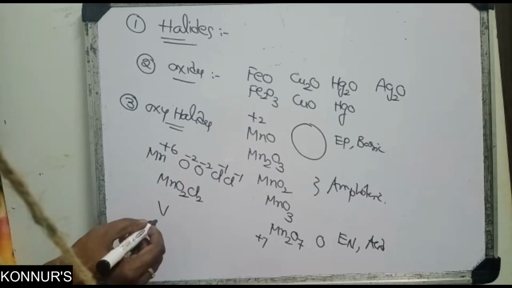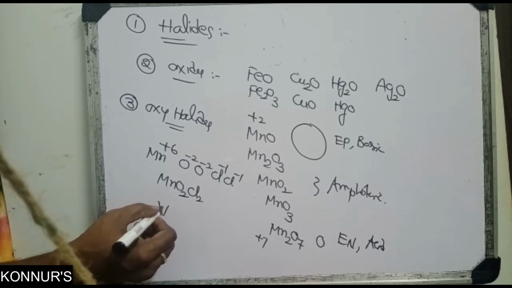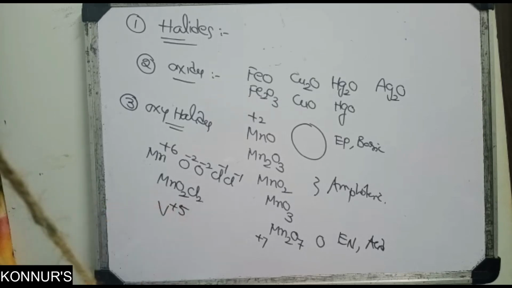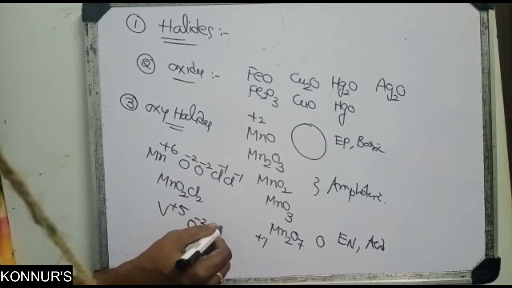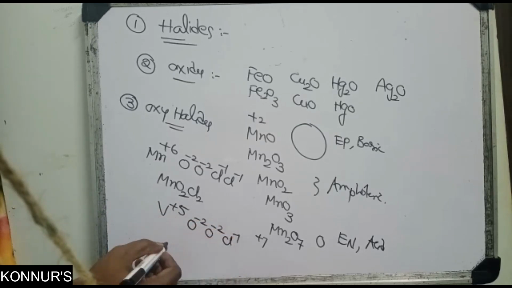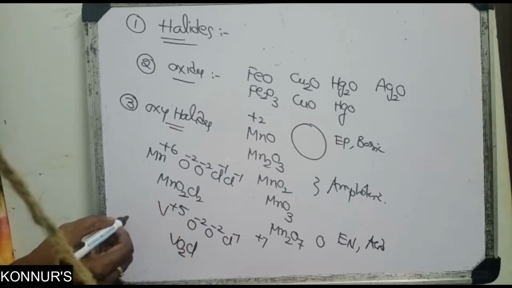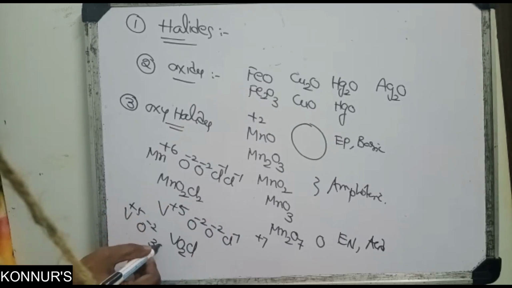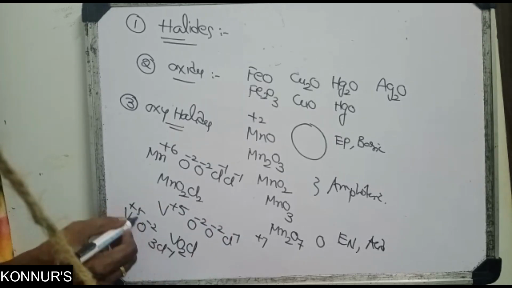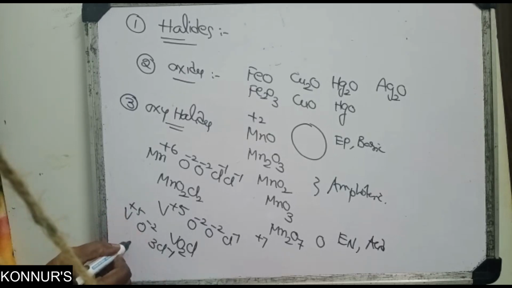Next, vanadium. A maximum it is plus 5. Suppose I am taking 2 oxygens and 1 chlorine. So your formula is VO2Cl. Suppose V plus 5, 1 oxygen only I am taking, 3 chlorines. How many positives? Same number of negatives. So that's why VOCl3. So like that the formulas are coming.